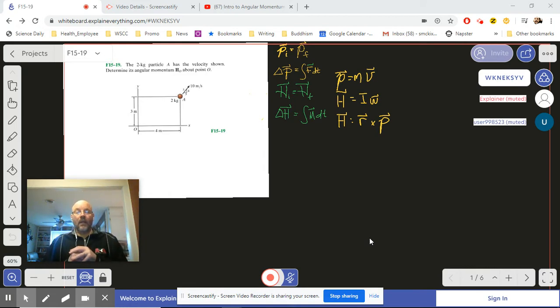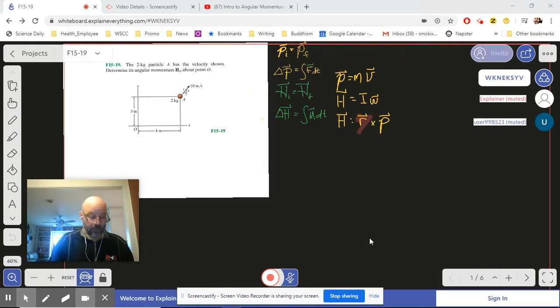Now, because angular momentum is always going to depend on some location vector r, okay, it has to tell us where that point is. So that's why it says h0 about the point 0. So it's about the origin right there.